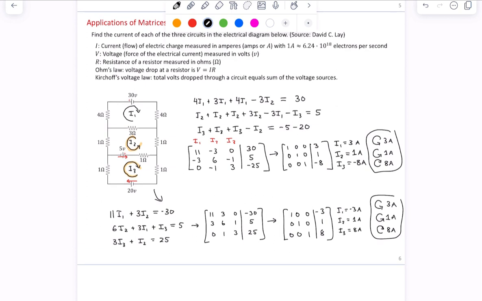Okay, and this wraps up our lesson on applications of matrices.